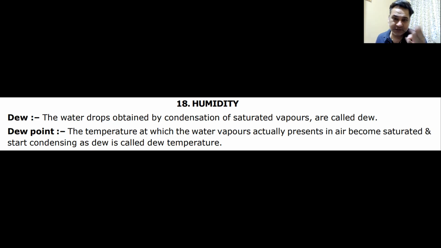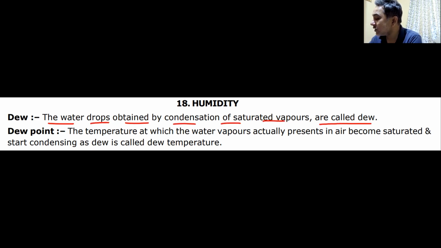You just need to know the definition and understand the definition. The question, if it comes, will basically be on the definition. What is dew? Dew, the water drops obtained by condensation of saturated water vapor, are known as dew.